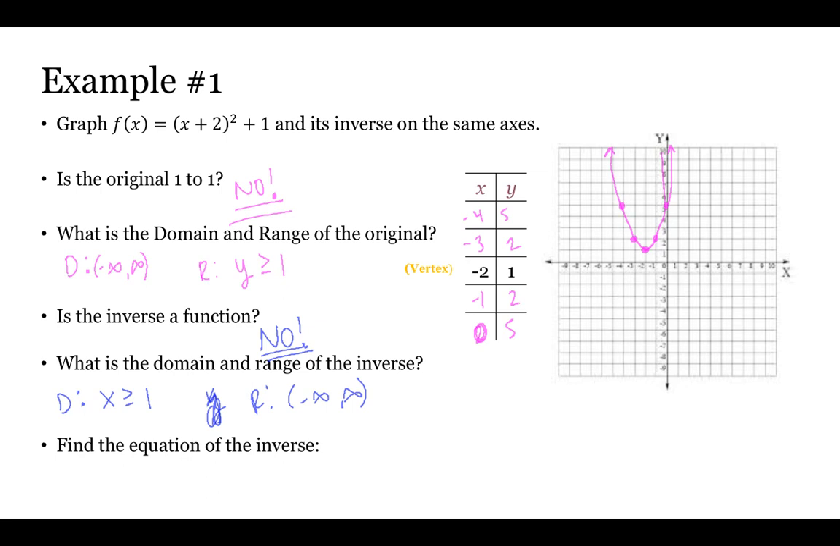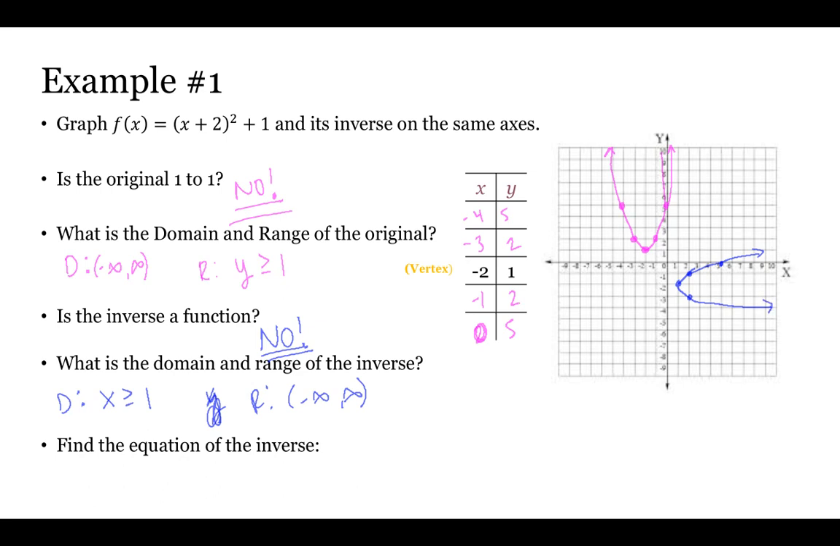Right? If I were to just graph the inverse right now, I had (-2, 1), so I'm going to have (1, -2). I had (-1, 2), so I'm going to have (2, -1). I also had (-3, 2), so I'm going to have (2, -3). What was this? (0, 5), so (5, 0). Right, I'm going to end up with this, which is not a function.